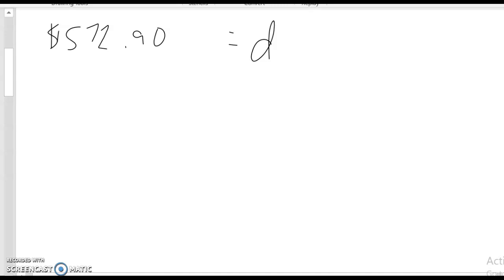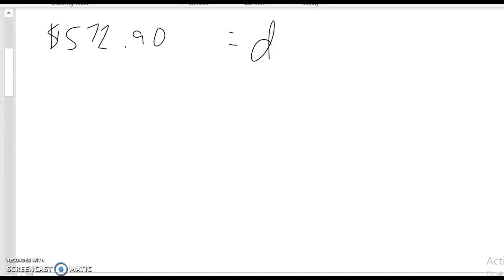But basically, what we want to do now is break this down in the first month. So in the amortization table, we're saying, okay, if the first payment is $572.90, how much of that is going to interest? How much of that is going to reduce the value of my loan? So the first thing we need to do is figure out how much goes to interest.